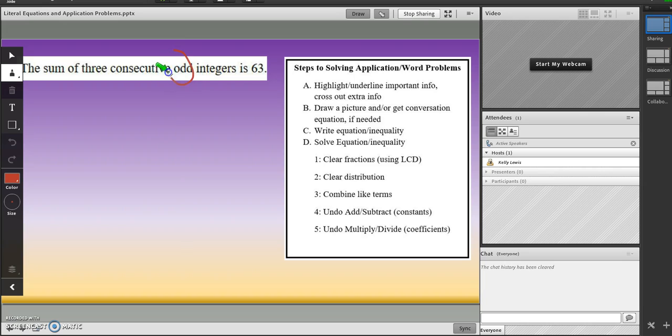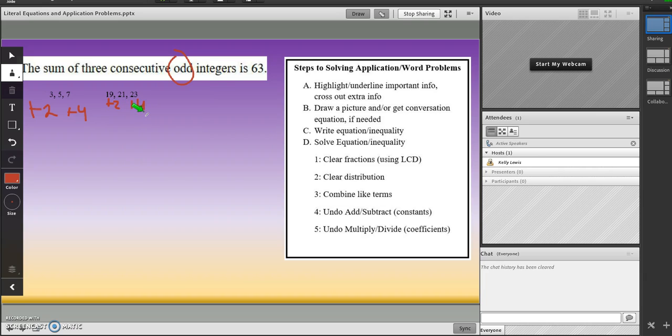Right? Here's a little wrench. The sum of three consecutive odd integers. All right, let's look at some odd integers. Like 3, 5, 7. Or, I don't know, 19, 21, 23. The difference between 3 and 5 is plus 2. The difference between 3 and 7 is plus 4. The difference between 19 and 21 is plus 2. And the difference between 19 and 23 is plus 4.